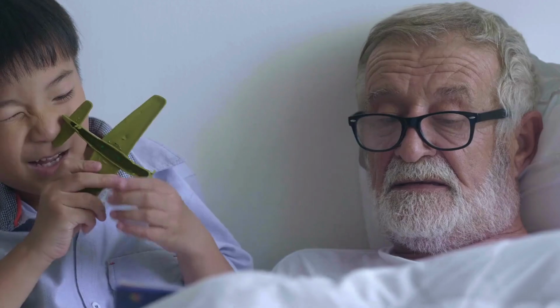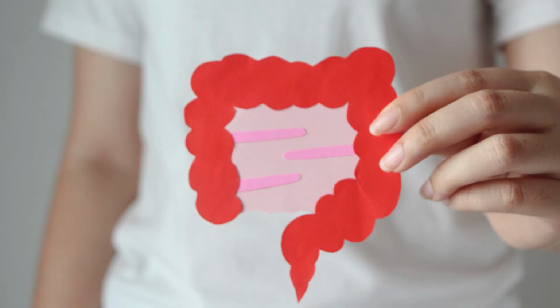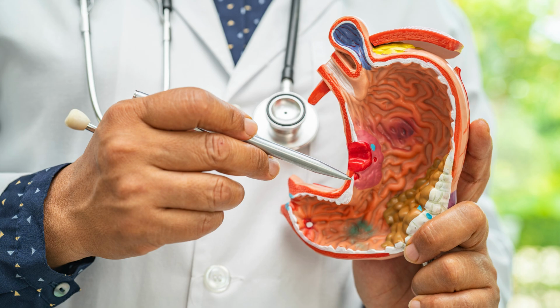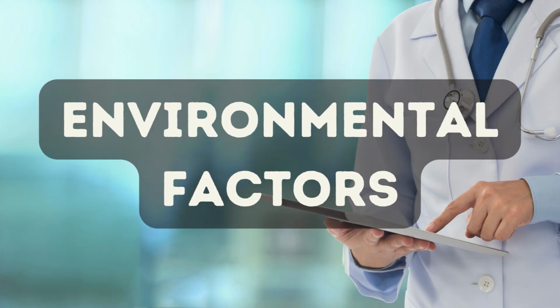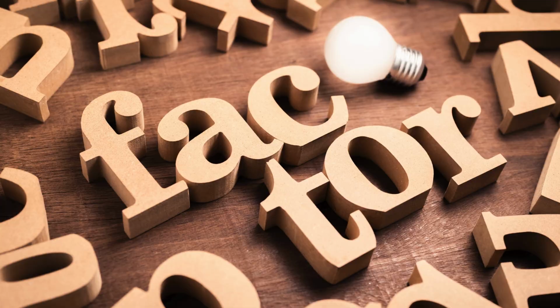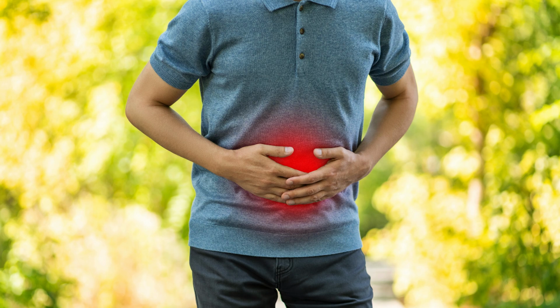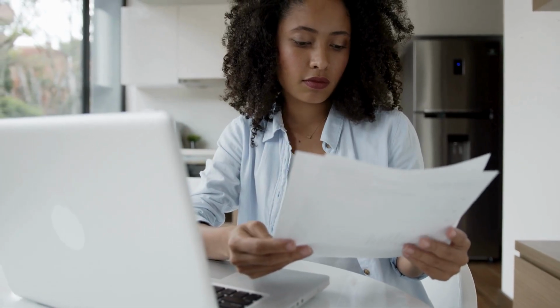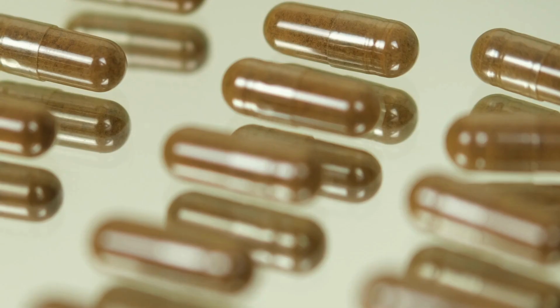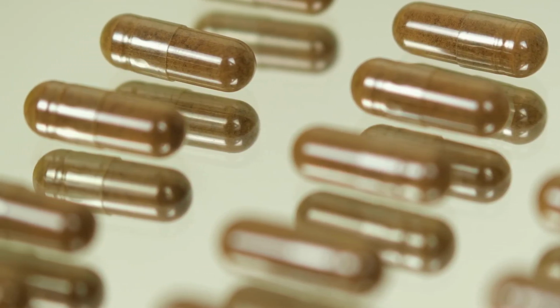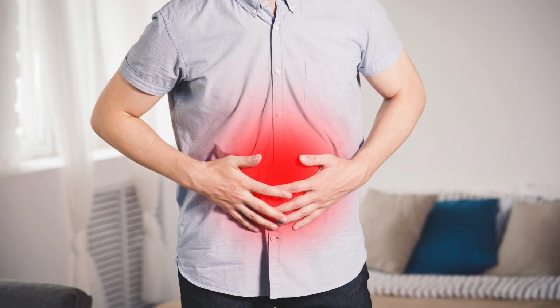Genetic factors. A family history of inflammatory bowel diseases may increase the risk of developing colitis, suggesting a genetic predisposition. Environmental factors. Exposure to certain environmental factors, such as smoking, may influence the risk of developing colitis. Stress and diet can also play a role in exacerbating symptoms. Medications. Some medications, like nonsteroidal anti-inflammatory drugs or certain antibiotics, may contribute to the development of colitis in some individuals.